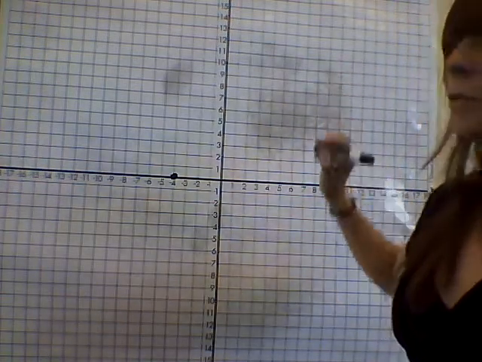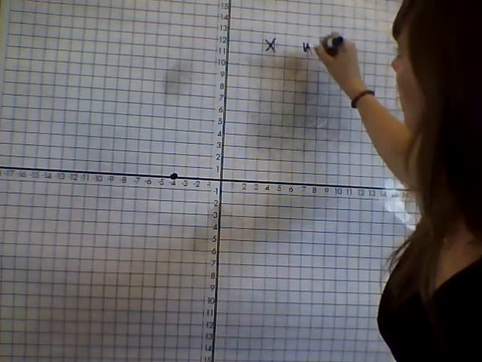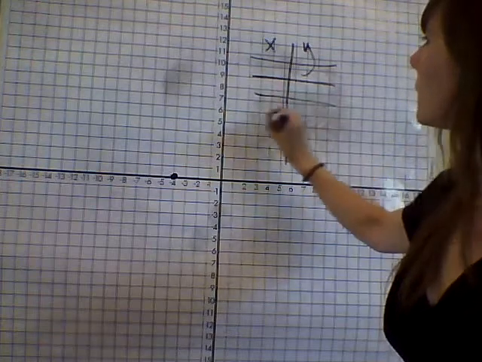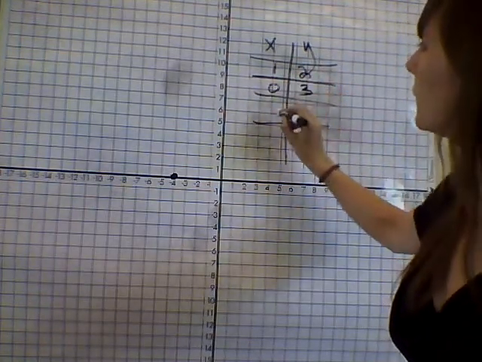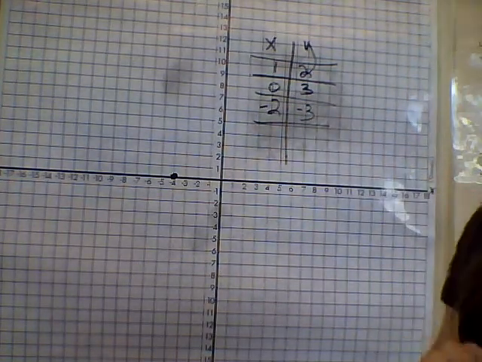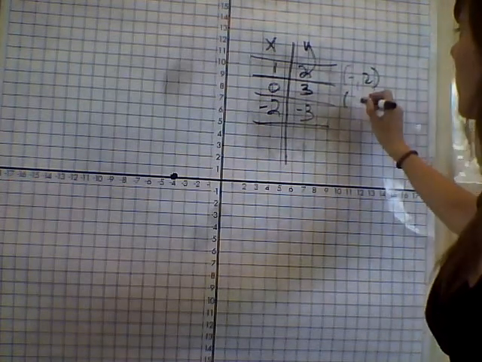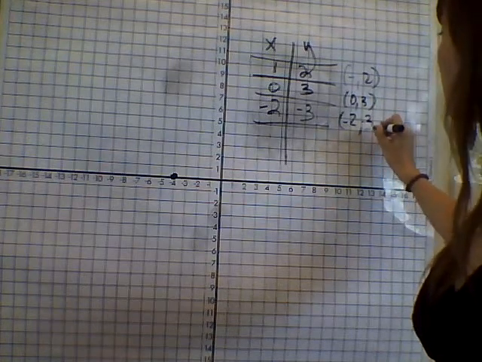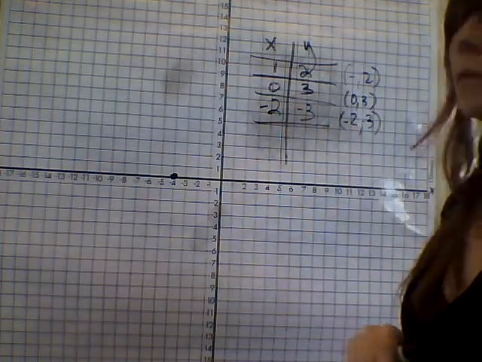Sometimes ordered pairs will be written in a table. Tables can have sets of ordered pairs, and they look like this. 1, 2, 0, 3. They could be any numbers, any sets of coordinates. These still represent ordered pairs. This first one would be 1, 2. The second one would be 0, 3. The third one would be -2, -3. So ordered pairs can be written in both of those ways.